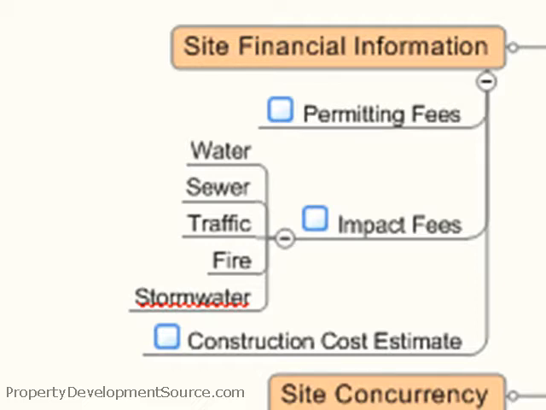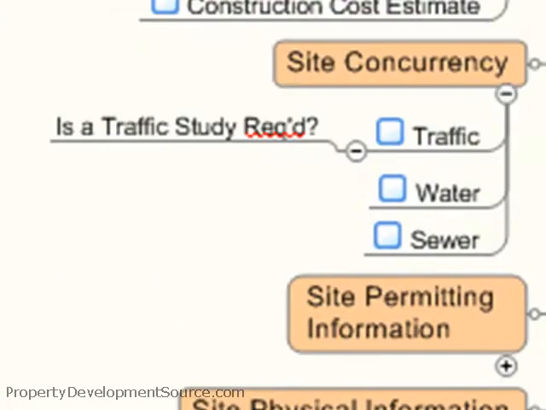From there, once you have your concept and you've really got some quantities of how big your parking lot's going to be, how big your building's going to be, those things, you can start putting together a real construction cost estimate. Another thing we have in our due diligence reports is a site concurrency section where we talk about traffic concurrency, water concurrency, sewer concurrency, if a traffic study is required to meet concurrency. If you don't know what concurrency is, we explain it in other videos.